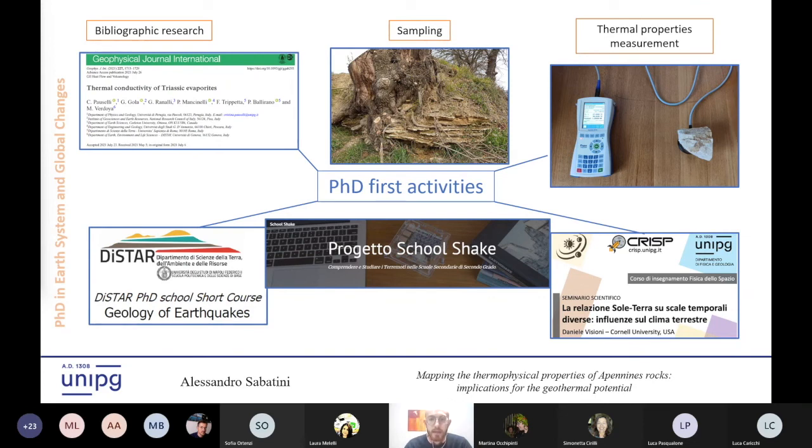I am participating in the School Sheet project for the orientation and enhancement of earth sciences addressed to secondary schools in central Italy, where a seismic network is being installed and for which there are general theoretical and practical lessons to students about earthquakes.